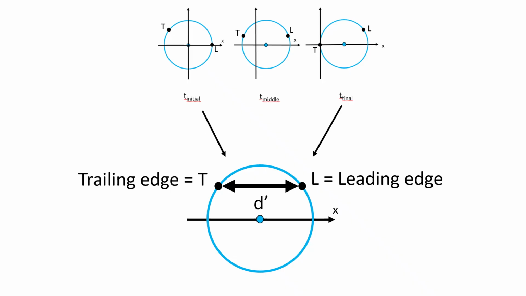To put this another way, if we define a new variable d prime, which represents the distance between the leading edge at the final position versus the trailing edge at the initial position, our y and z axes can trick the x-axis observer into thinking that this distance represents the full diameter of the circle. The reason for this is both L and T are on the x-axis when the x-axis observer passes those respective points. And this is all due to the fact that the x-axis observer cannot distinguish between simple translation of the circle versus translation with simultaneous rotation.